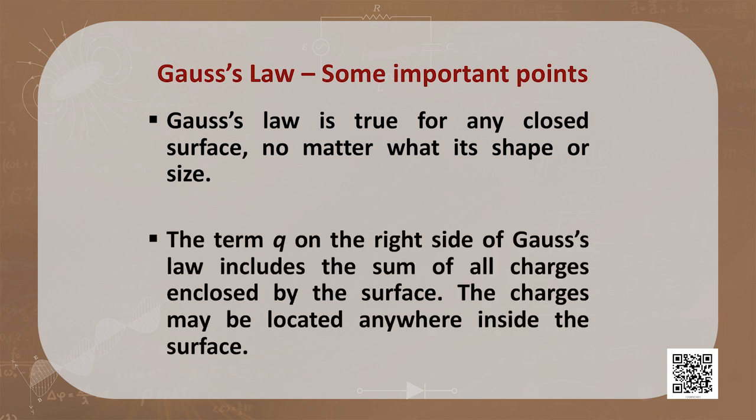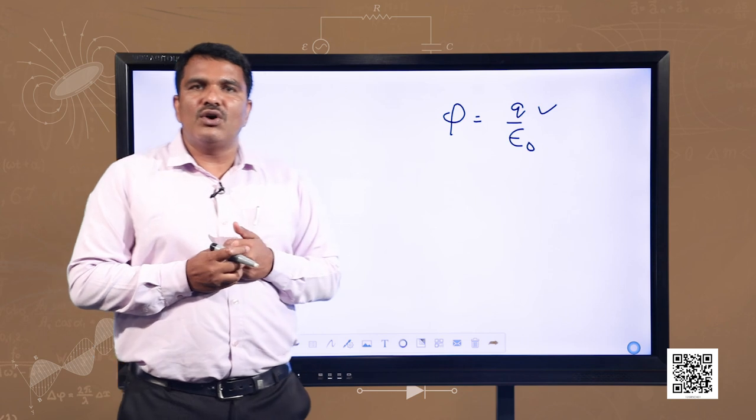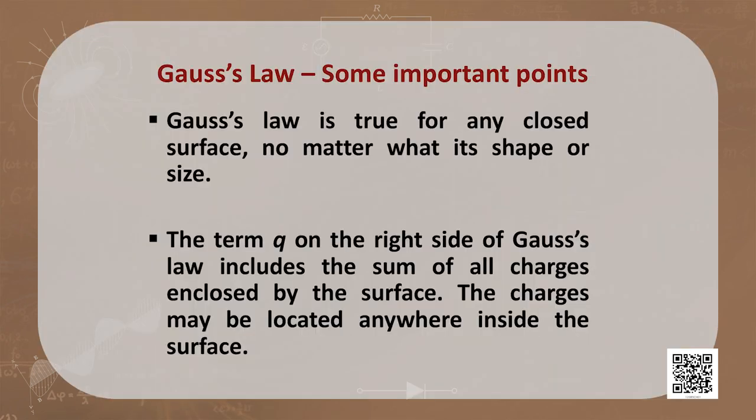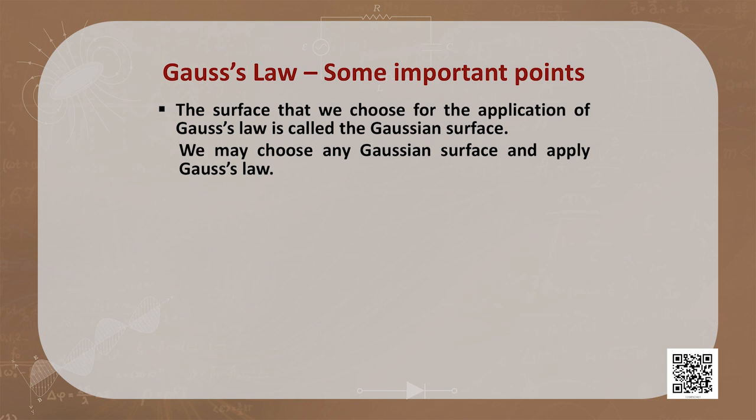The term Q on the right side of Gauss's law, where flux is Q by epsilon naught, includes the sum of all charges enclosed by the surface. The charges may be located anywhere inside the surface. When the surface is so chosen that there are some charges inside and some outside, the electric field whose flux appears on the left side is due to all the charges, both inside and outside the surface S. The term Q on the right side, however, represents only the total charge inside S. The surface that we choose for the application of Gauss's law is called Gaussian surface.